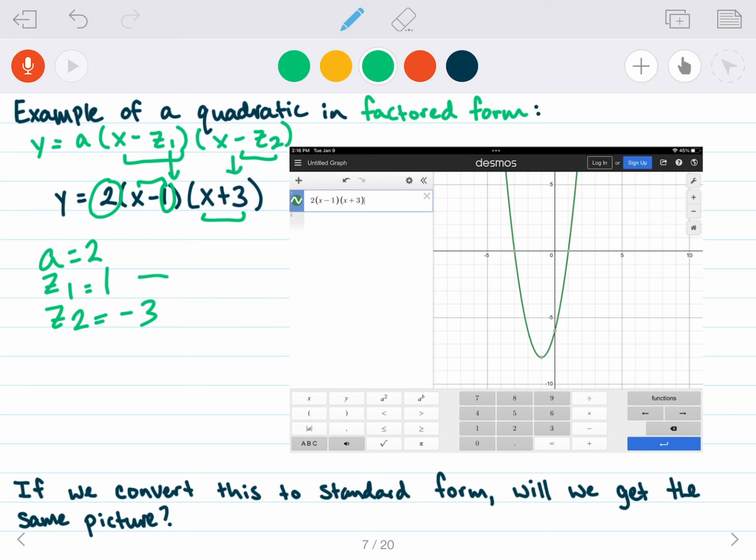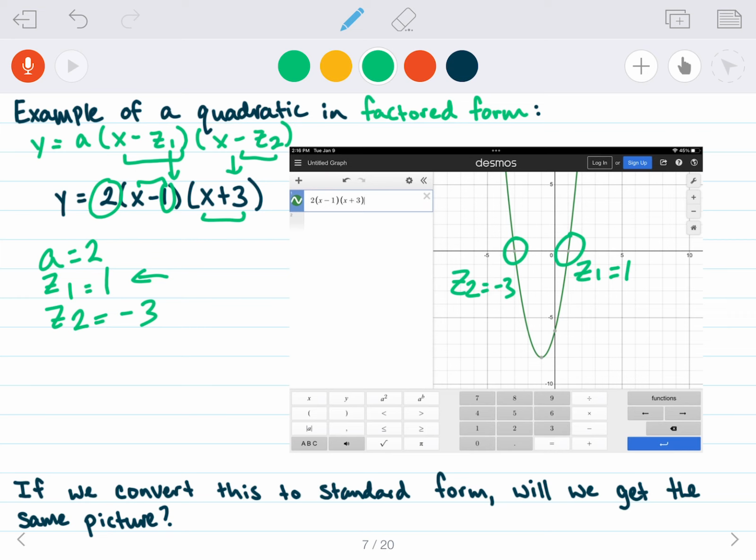So this is my first zero. This is my first x-intercept. We can see it right here. Z1 equals 1. That's where it crosses the x-axis. And the other one is at -3, and we can see it right here. So that's the important information that our factored form gives us.